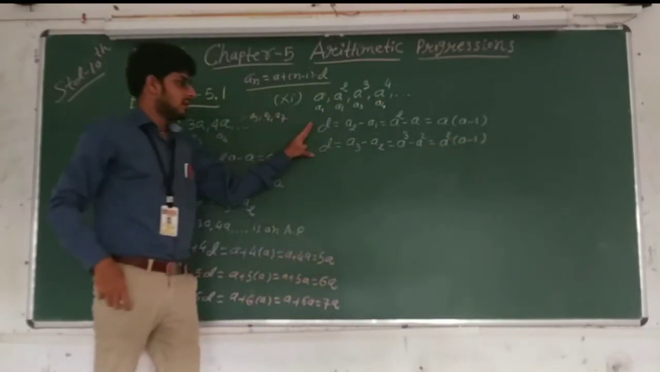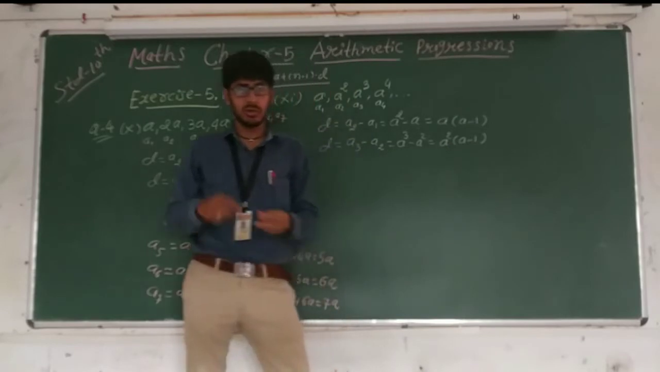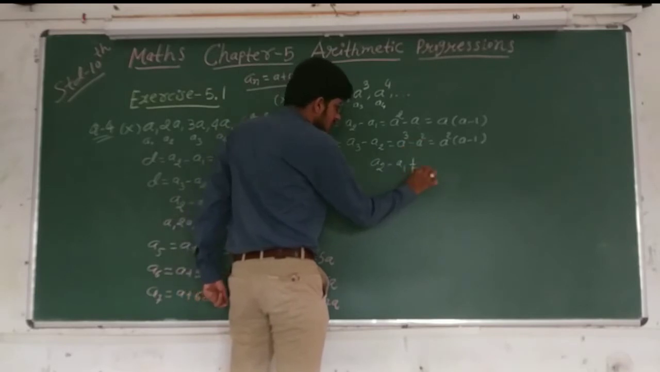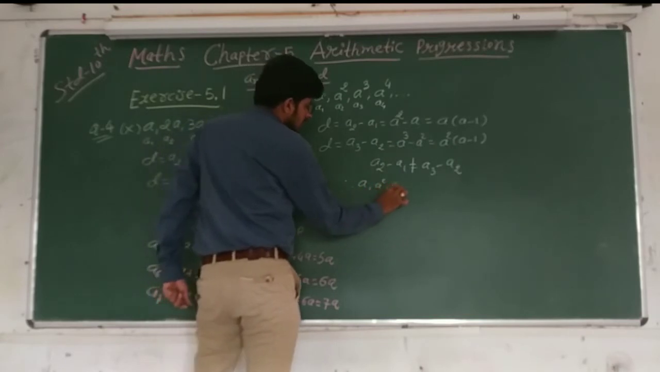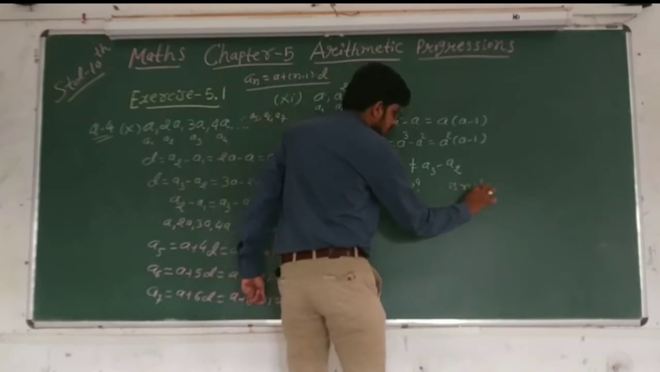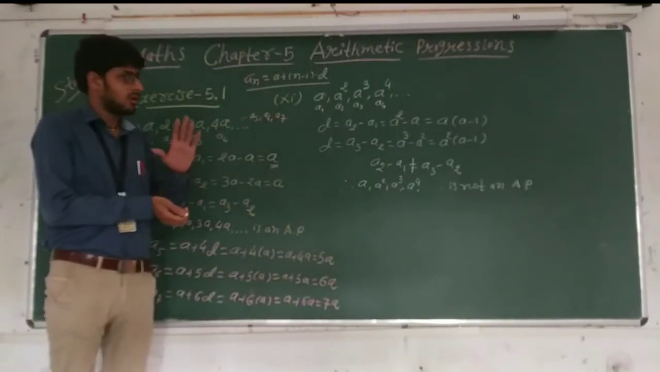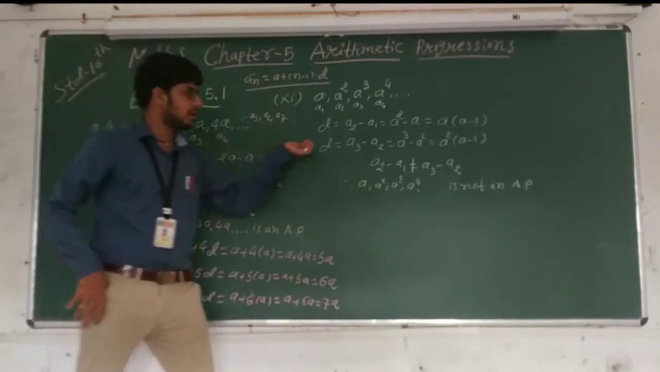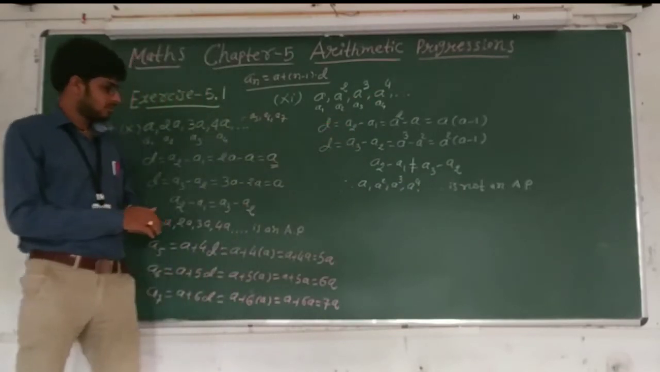So we have to check. The common differences are not the same. Here it is a bracket a minus 1 and here a square bracket a minus 1. So both are different. So we write down a2 minus a1 is not equal to a3 minus a2. Therefore, a, a square, a cube, a raised to 4, and so on, is not an arithmetic progression. So no need to find the three more terms, because our question is, if yes, then find out three more terms. Okay, so write down first.